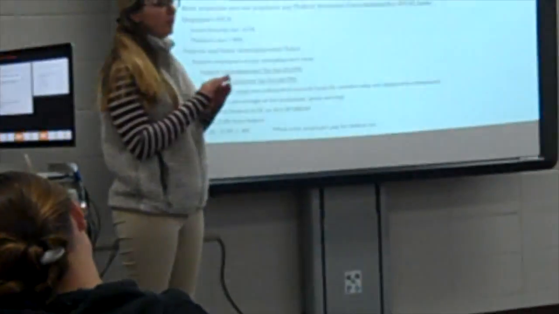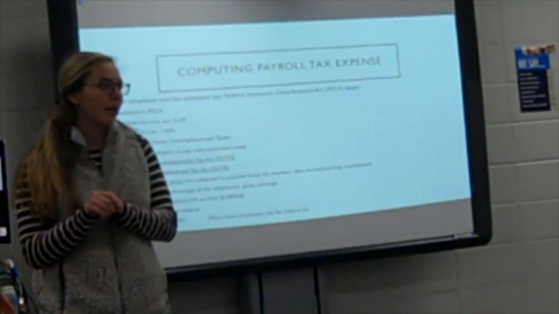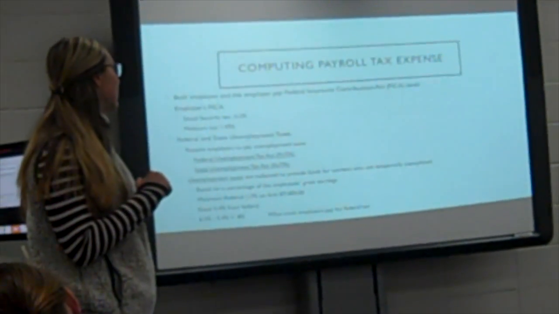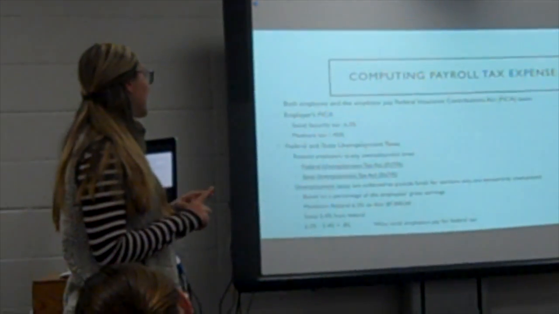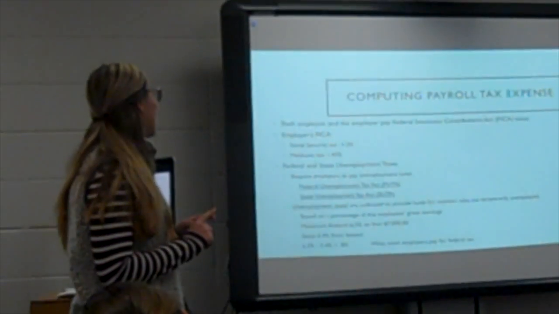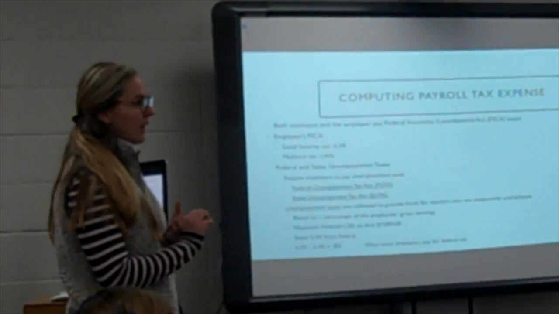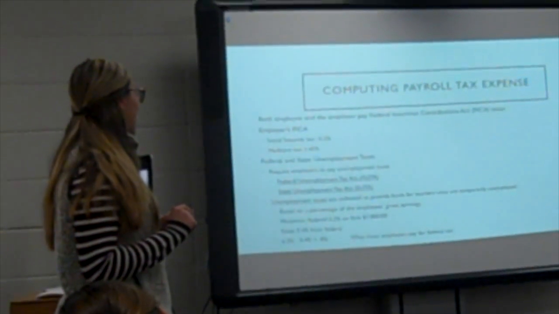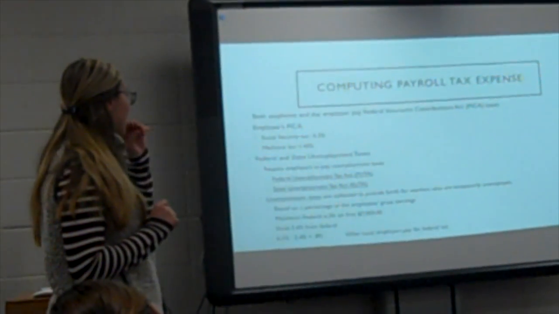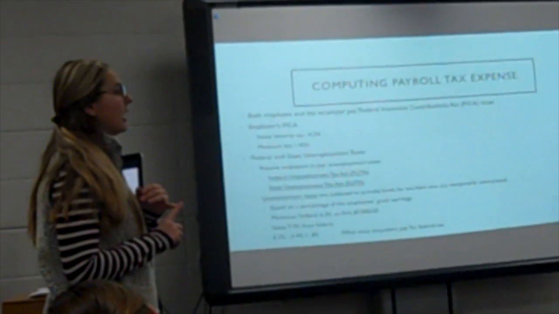So both the employer and employee pay the FICA taxes, and so the employer's FICA is also going to be made up of the Social Security tax and Medicare tax, and that is from the same percentages that the employee has. So they also are going to have the federal and state unemployment taxes.